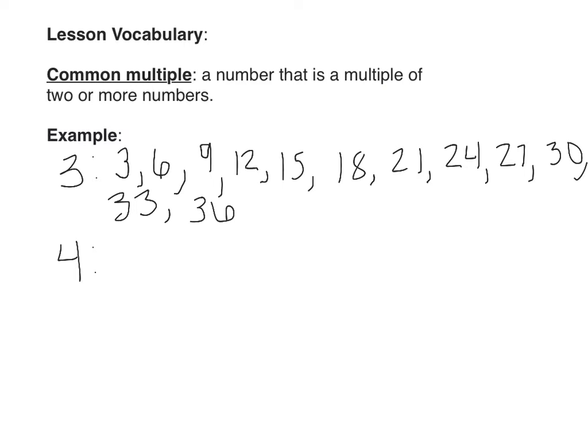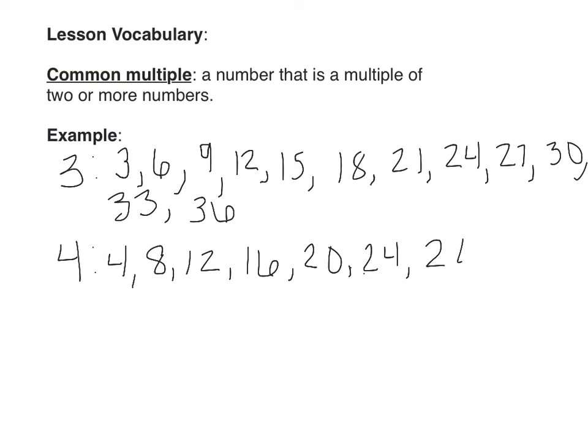Next, we're going to list the multiples of 4. So again, we're multiplying 4 by each counting number. 4 times 1 is 4. 4 times 2 is 8. 4 times 3 is 12. 4 times 4 is 16. 4 times 5 is 20. 4 times 6 is 24. 4 times 7 is 28. 4 times 8 is 32.